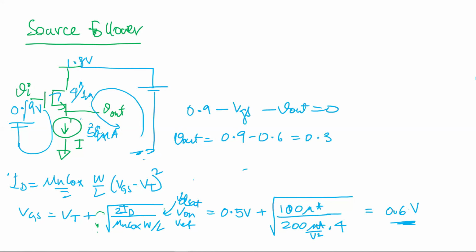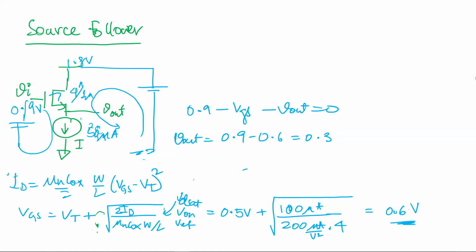Got it? Because this VGS has to be positive. If this is 0.6 volts, this node has to be 0.6 below 0.9. What is that? 0.3. Got it? So that's how you calculate VGS. Make sense?